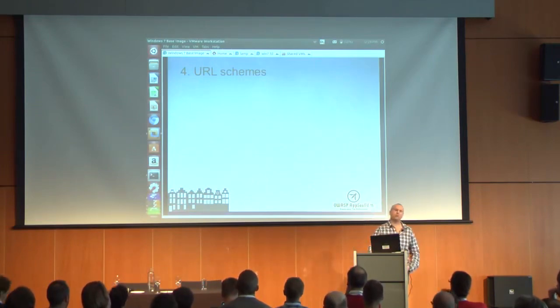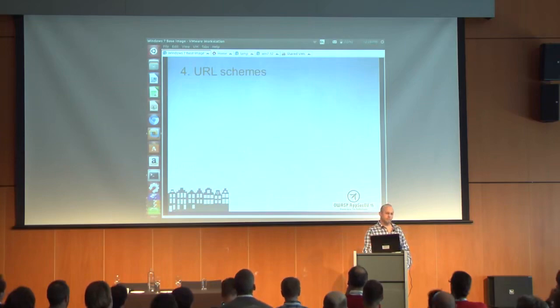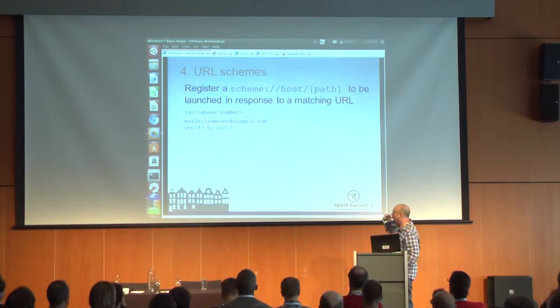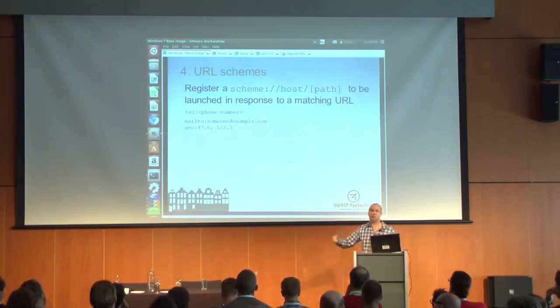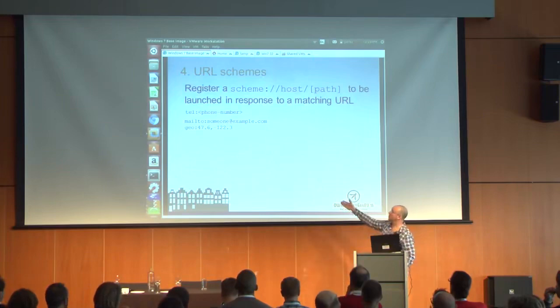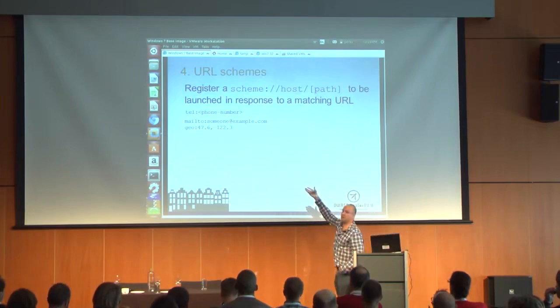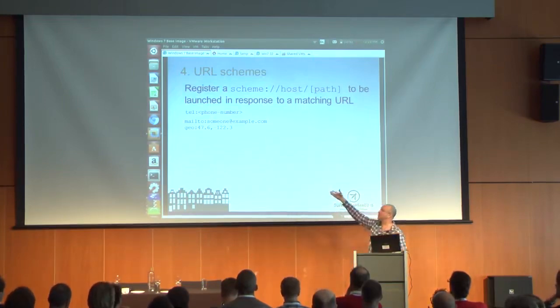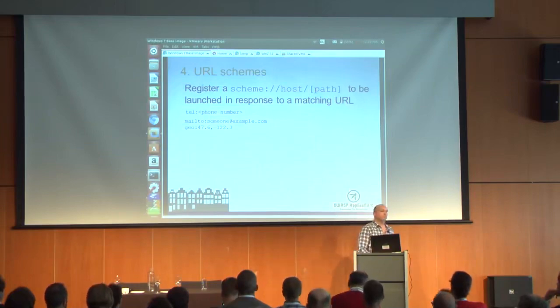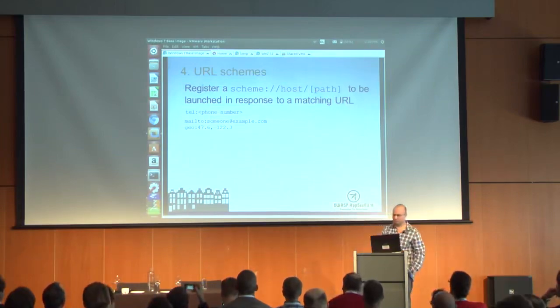Okay, so the final thing I want to talk about is URL schemes. So an app can register a scheme, scheme host path, and an app can be launched in response to some URL matching that scheme. Okay? So here's some examples. Telephone number, that might activate the dialer. Geo something, that'll show you a map. Mailto will invoke the app that's configured for mail. Nothing new.